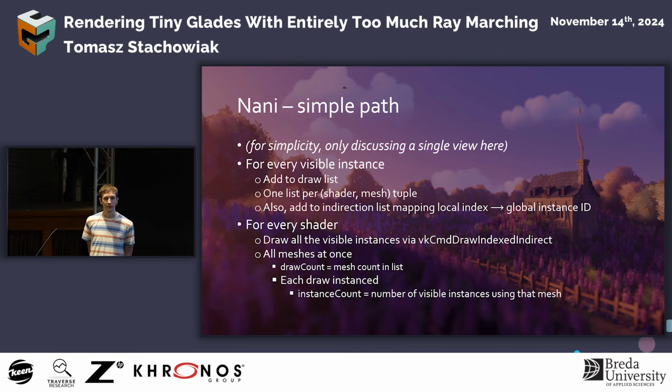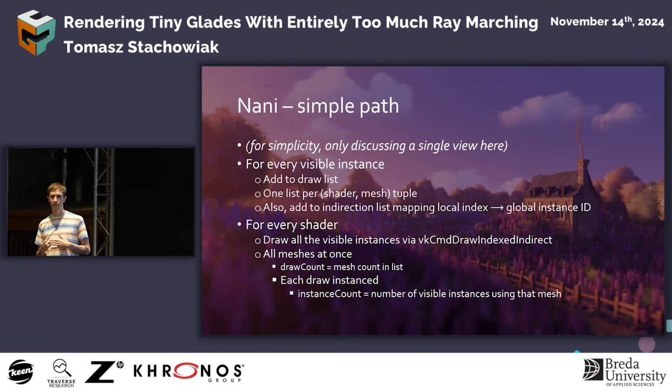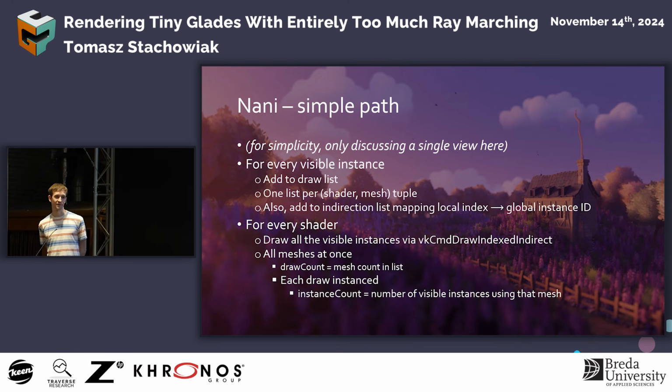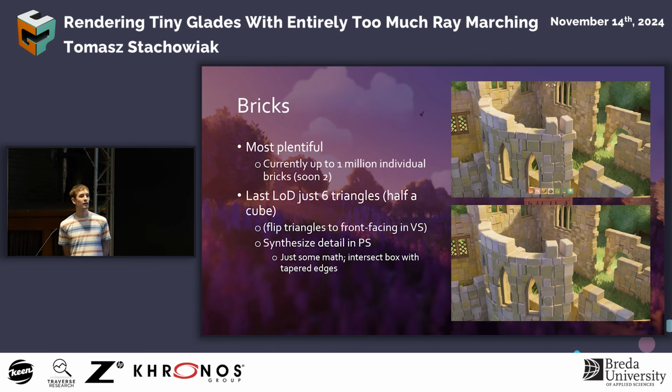And because all the meshes for a single material are packed into the same vertex buffer, we can draw essentially all of the meshes of a single material using a single draw index indirect. So the draw count, the number of draws, is the number of meshes we have, so we can use the correct subslice of the index buffer, and then the number of instances in each of the generated draws is just the number of visible instances. So pretty simple stuff here. And that works well for bricks, because for them we need something with very low overhead, since we have up to 1 million of them, and we're going to be extending it to up to 2 million soon.